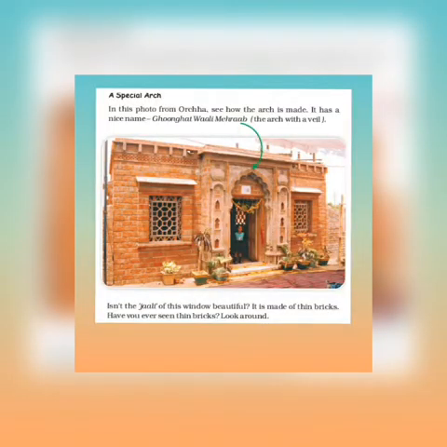Dear children, see this photo. It's from Orchha. See how the arch is made? It has a nice name. Do you know? Its name is Gungat Wali Mehrab. See, this arch is so beautiful, no? And see this window. It's also beautiful. Have you ever seen these bricks? Look around. Yes, I have seen thin bricks in some very old buildings in my village.